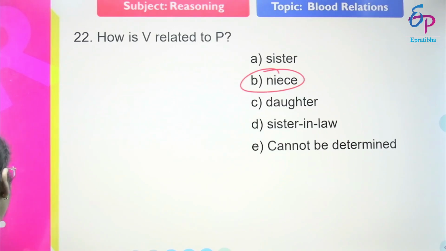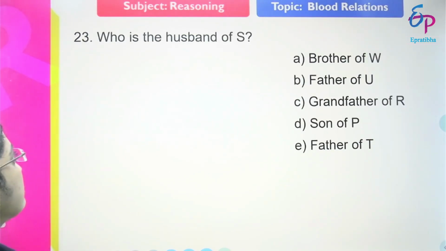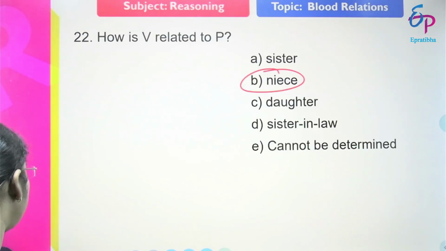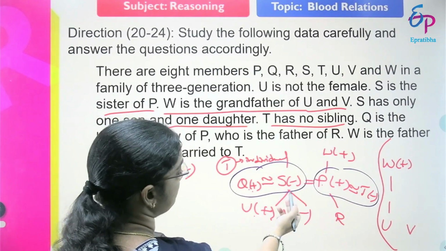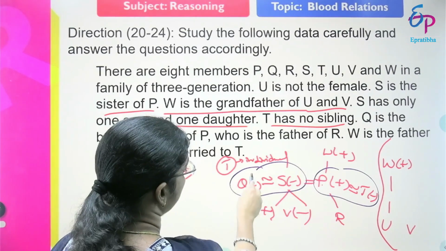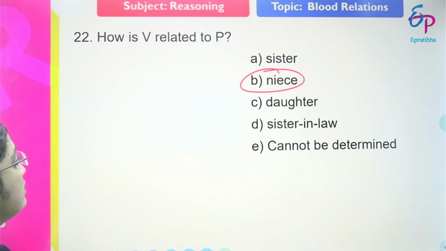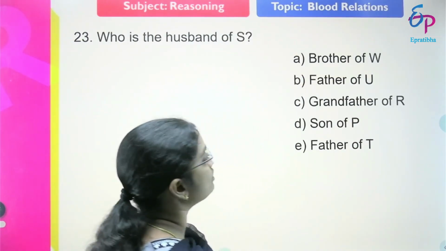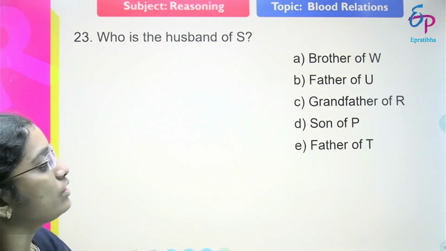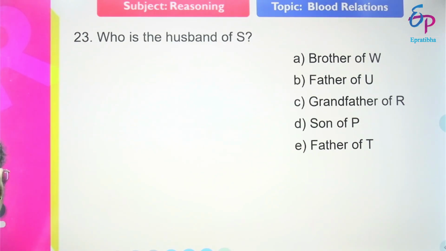Okay, then move to next question. Who is the husband of S? Okay, our question is who is the husband of S? We need husband of S. So here husband of S is Q, friends. Okay, Q is husband of S. So our answer is Q. But here also they mention in a different way. Q is husband of S means Q is related to some other person, right? We need to check that.